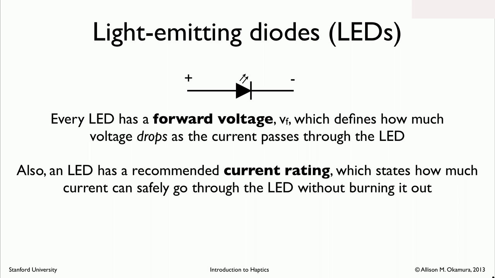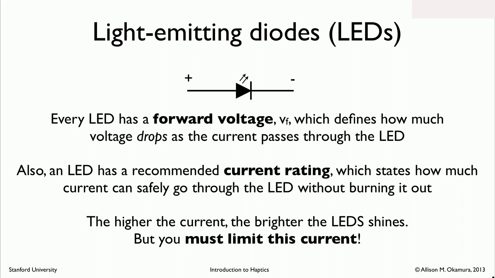The other thing to consider is that each LED has a recommended current rating, and that current rating states how much current can safely go through the LED for a long period without causing the LED to burn out. If you put much more current through it, it will light up more strongly. So the higher the current, the brighter the LED shines, but you don't want to let a lot of current go through the LED because it will burn out.